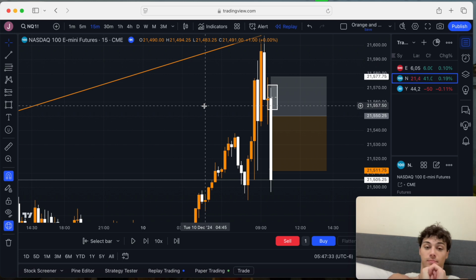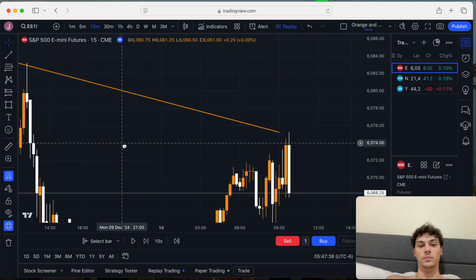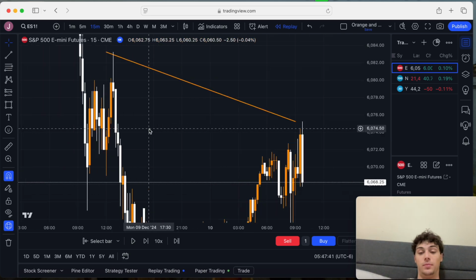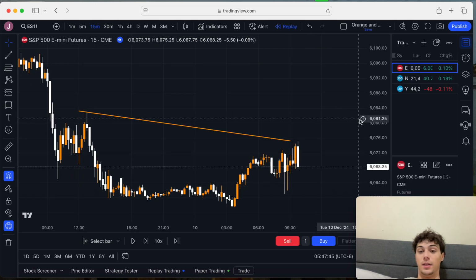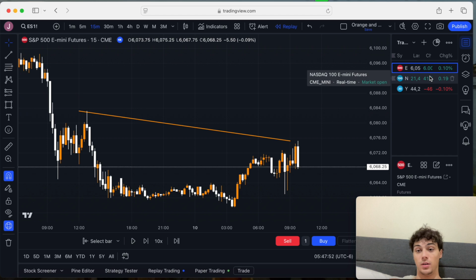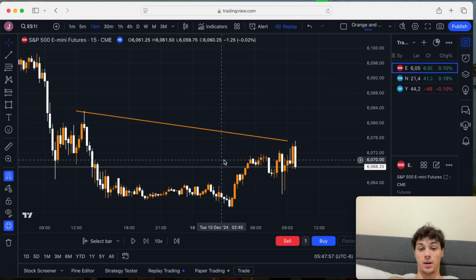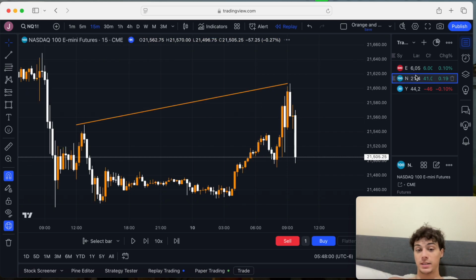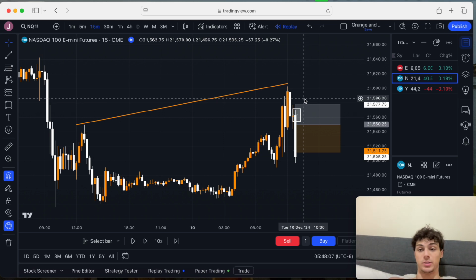And then look at the S&P. It's way lower than Nasdaq, and Nasdaq has to follow S&P for SMT divergence. Nasdaq has to go down because S&P is already down, meaning Nasdaq has to do the same exact thing. And it has to match your bias. Without your daily bias, SMT is absolutely pointless.